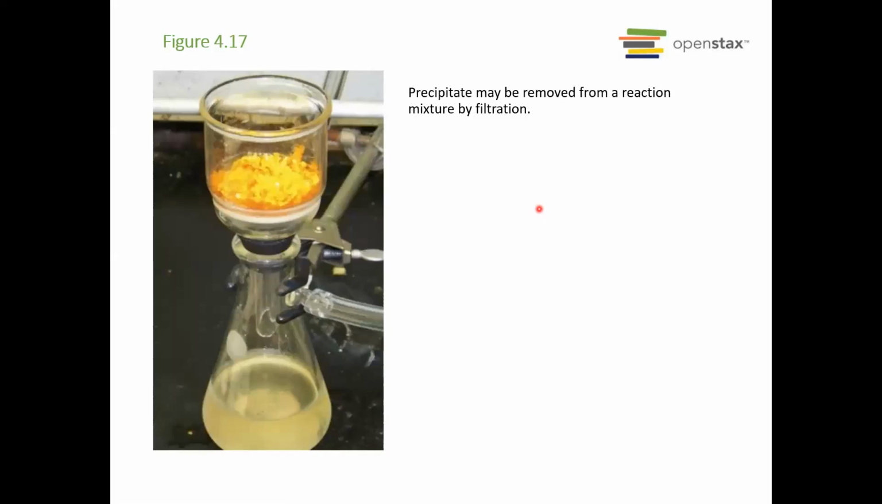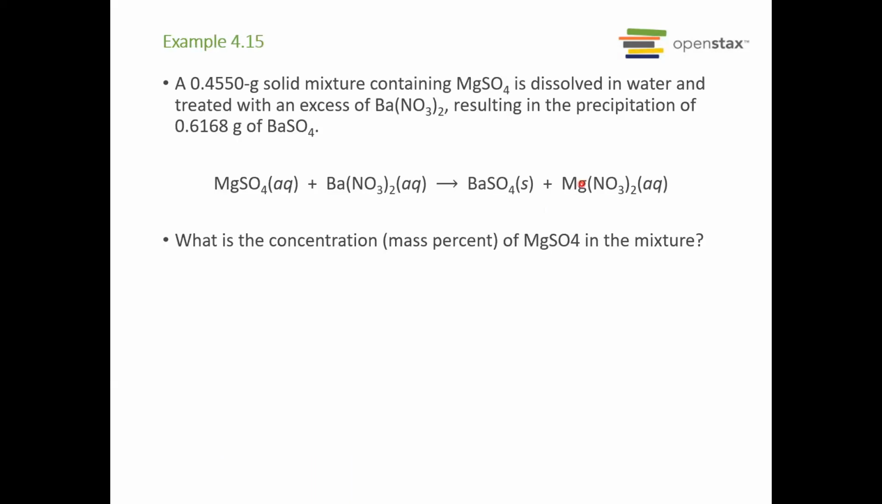So with a precipitate, for instance, we can have a precipitation reaction occur, collect that precipitate, get the mass of it, and then based on the mass of that precipitate, we can identify the portion of a previous sample that contained whatever that substance may be. In this case, we've got an original sample with a mass of 0.4550 grams, and some amount of that sample is magnesium sulfate.